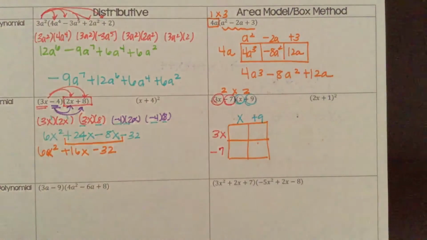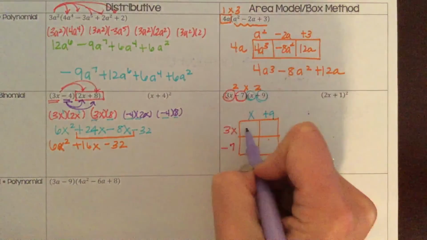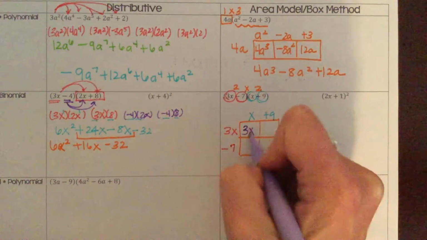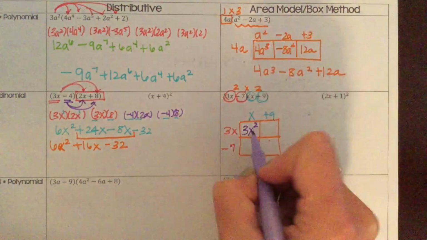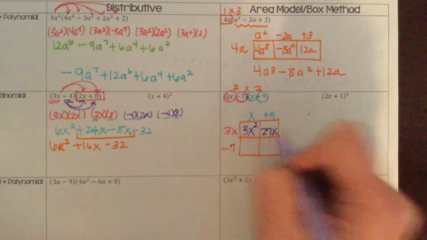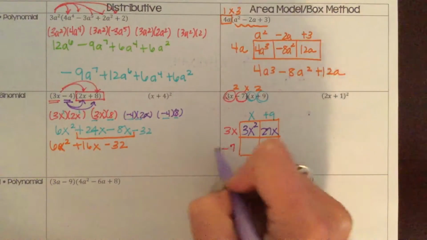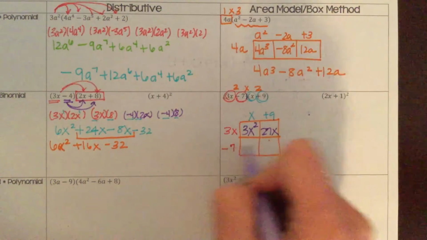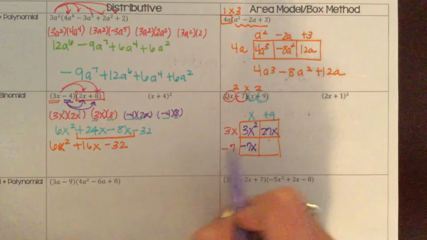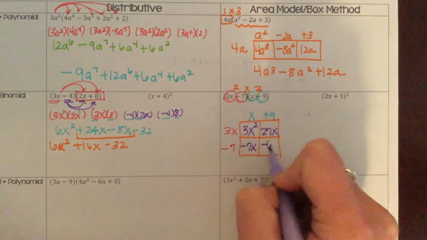We multiply the length and the width to get the area of each box. 3x gets multiplied by x to make 3x to the second. 3x gets multiplied by 9 to make 27x. For this box, negative 7 is going to get multiplied by x to make negative 7x. And finally, negative 7 is going to get multiplied by 9 to make negative 63.